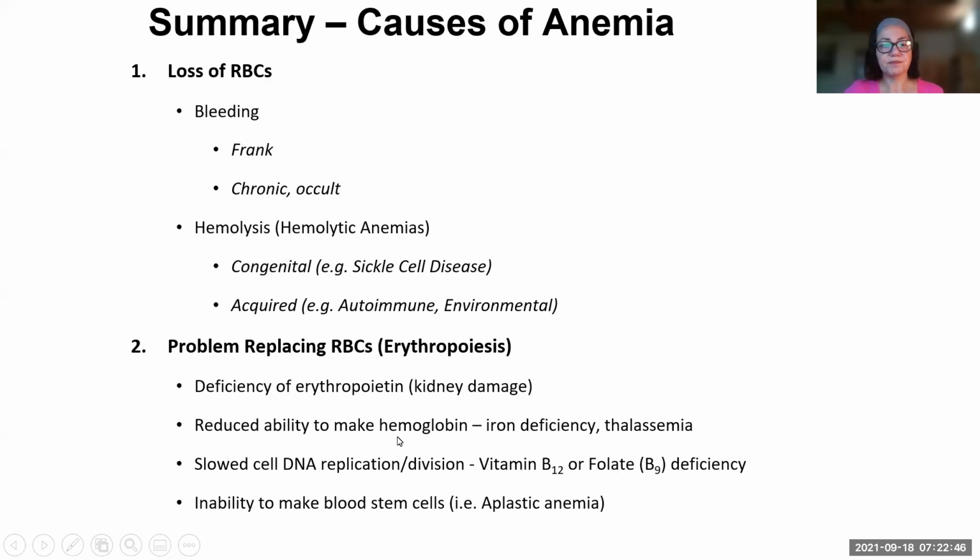And last one, I didn't talk about this during the lecture, but there may be altogether an inability to make blood stem cells. This is a very serious condition known as aplastic anemia. Aplastic, so not producing an anemia. And this one's more complicated than just anemia. Yeah, you're not going to have enough red blood cells, but you're also not going to have enough white blood cells or platelets either with aplastic anemia.